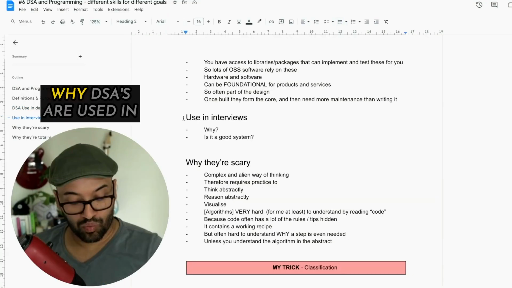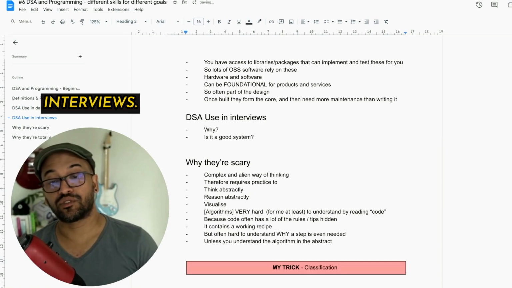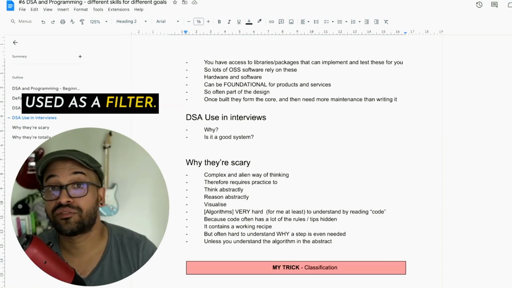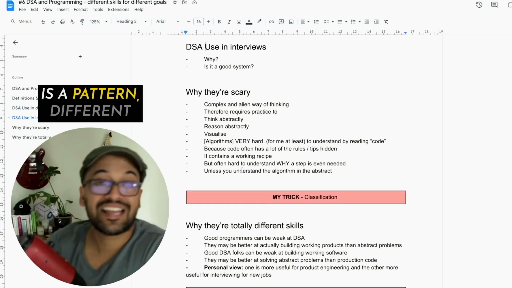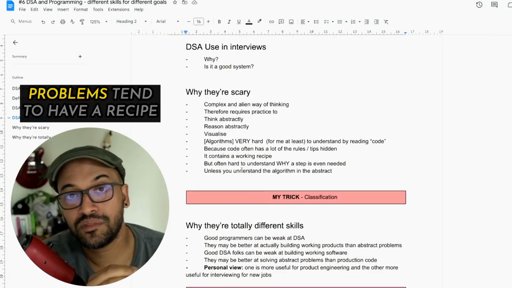I'll even talk about why DSAs are used in interviews. The number one reason is it's used as a filter. My trick for DSA is that there is a pattern. Different classes of problems tend to have a recipe of their own.